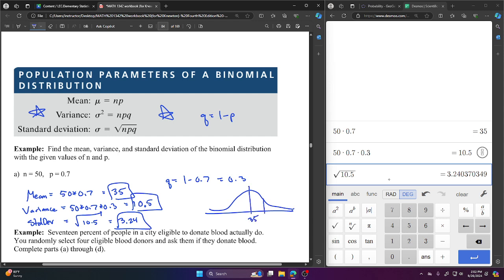But right here, I'm going to add 3 to make a 38. Add another 3 to make a 41. Minus 3 to make a 32. And over here I would get a 29. And as you know, this is the usual zone.